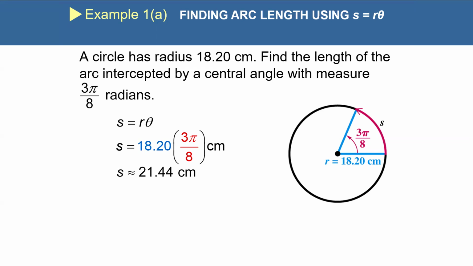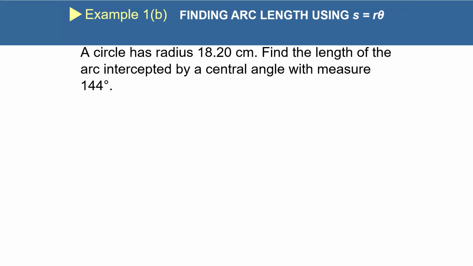All right. Basic use of the formula. How do we feel? Pretty good? All right. Now, just making sure, let's take it up a notch. What happens here? I have the same radius, but I have an angle of 144 degrees. Before I do anything, I have to do what? Convert to radians.